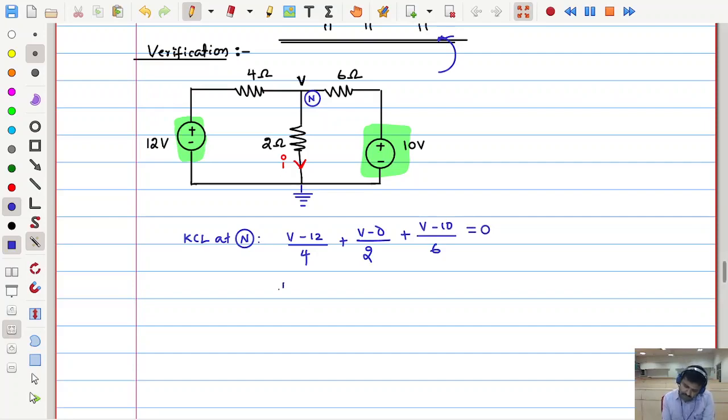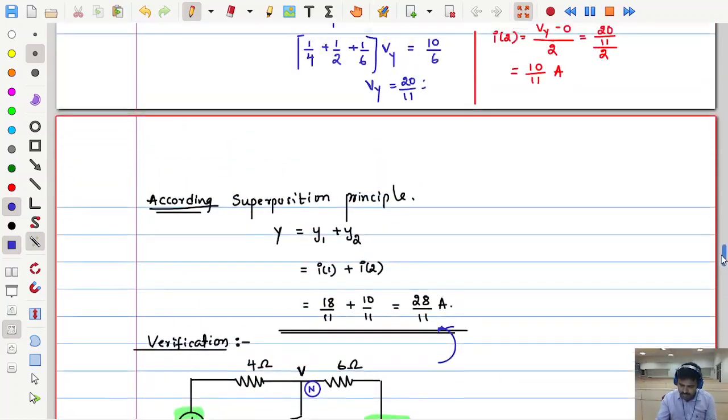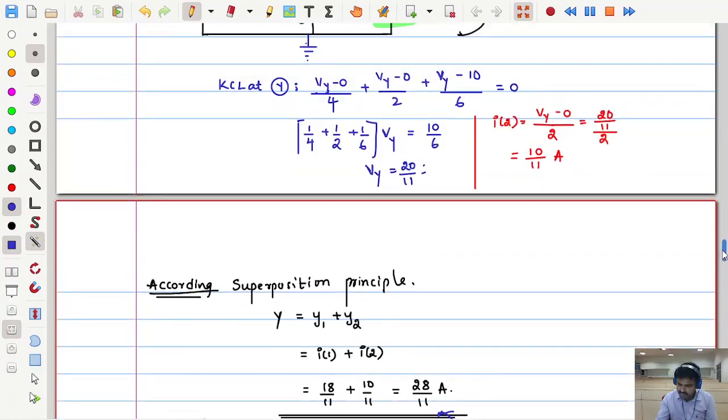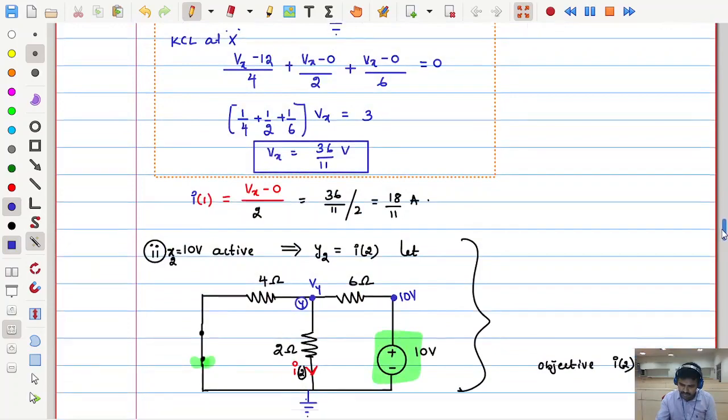Cross verify. So (1 by 4 plus 1 by 2 plus 1 by 6) into V equals the constant. This is 12 by 4, which is 3, and this is 10 by 6, so plus 10 by 6. Any other things? That's all. Now how much is V? We already calculated this value, 1 by 4, 1 by 2, 1 by 6. How much is this value?